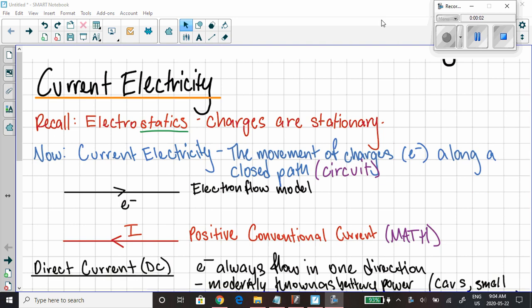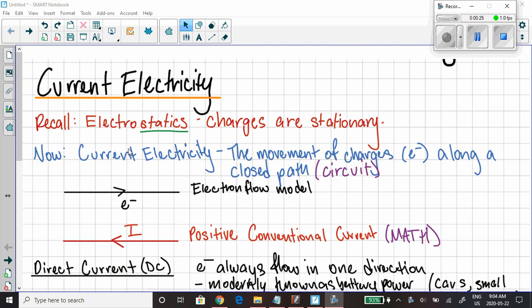Hi kids, we're back. We're moving on to section 12.3, all about current electricity. We're going to leave what we were just studying, which was called electrostatics. Statics, from the word stationary: an object becomes charged and the charge stays in the same position. That's why it's called statics. Now we're going to talk about current electricity.